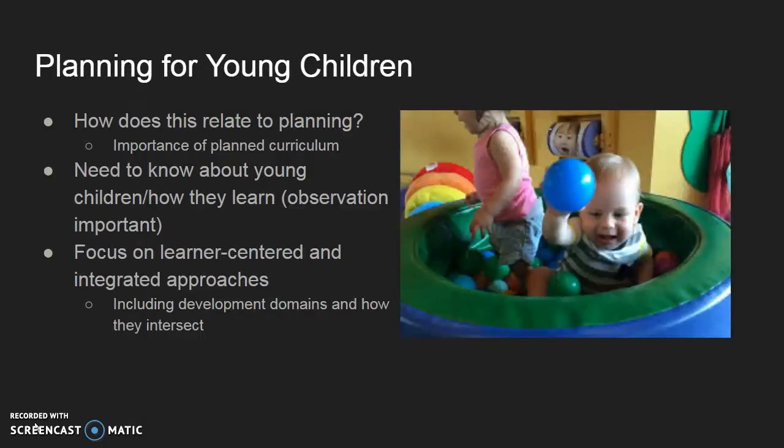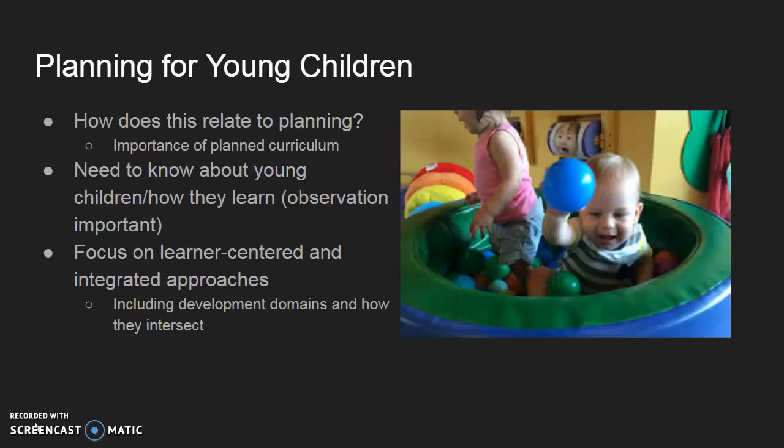So, how does developmentally appropriate practice and play relate to planning? And why should you be planning in early childhood classrooms? And how do you plan in early childhood classrooms? First and foremost, you need to have a firm understanding of the young children in your care and how they learn in order to plan appropriately for them.